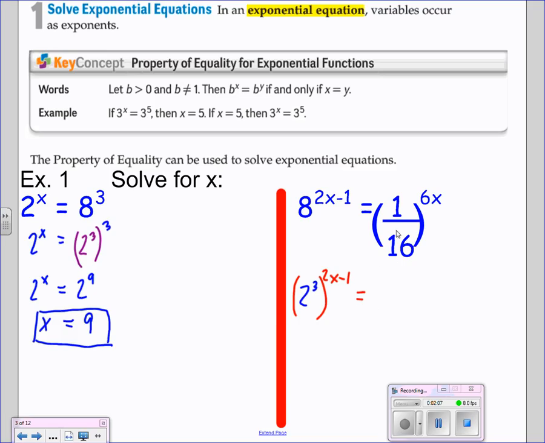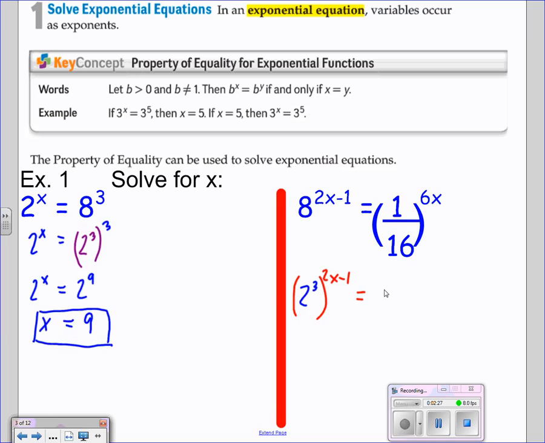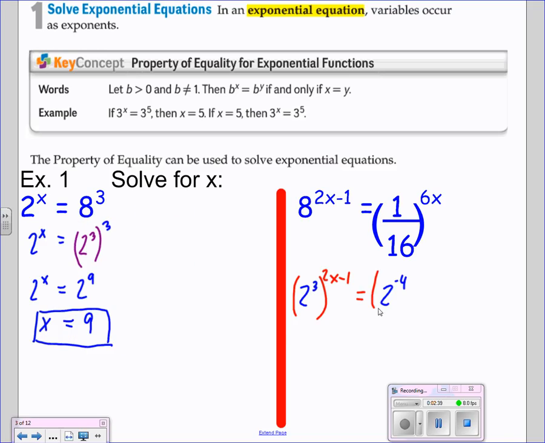However, when you have 1 over another number, that means that the power is negative. So first ask yourself, 2 to what positive power is 16? And that would be 4. So that means 2 to the negative 4 power is 1 over 16. So again, when a 1 is on top, that means you have a negative power. So remember what it is in positive terms and then just make it negative.